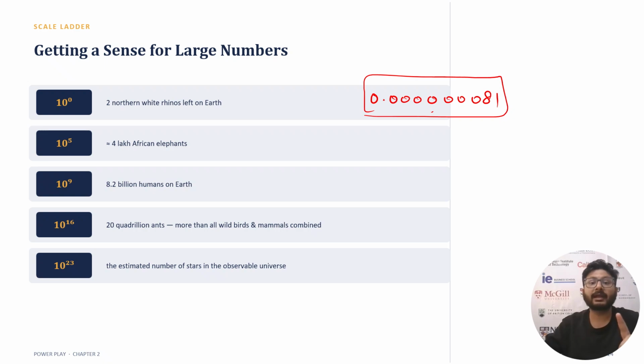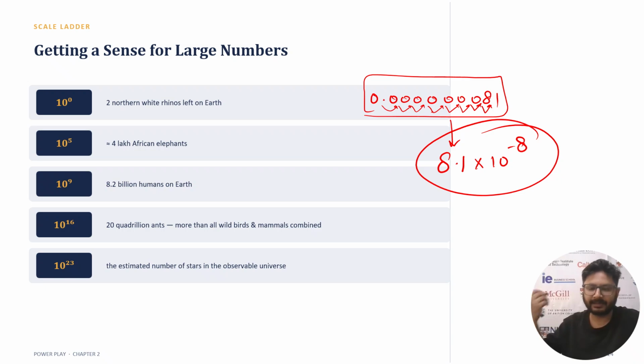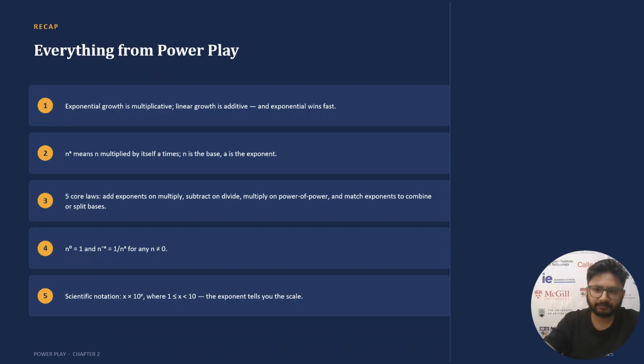So I'm shifting the decimal to the right-hand side, so I have to reduce the power of 10 by 1 each time. 1, 2, 3, 4, 5, 6, 7, 8. So to convert it into 8.1, I have to reduce the power of 10 by 8 because I'm shifting the decimal 8 times to the right-hand side. Currently, the power of 10 is 0. So 0 minus 8 is 10 to the power minus 8. As simple as that.